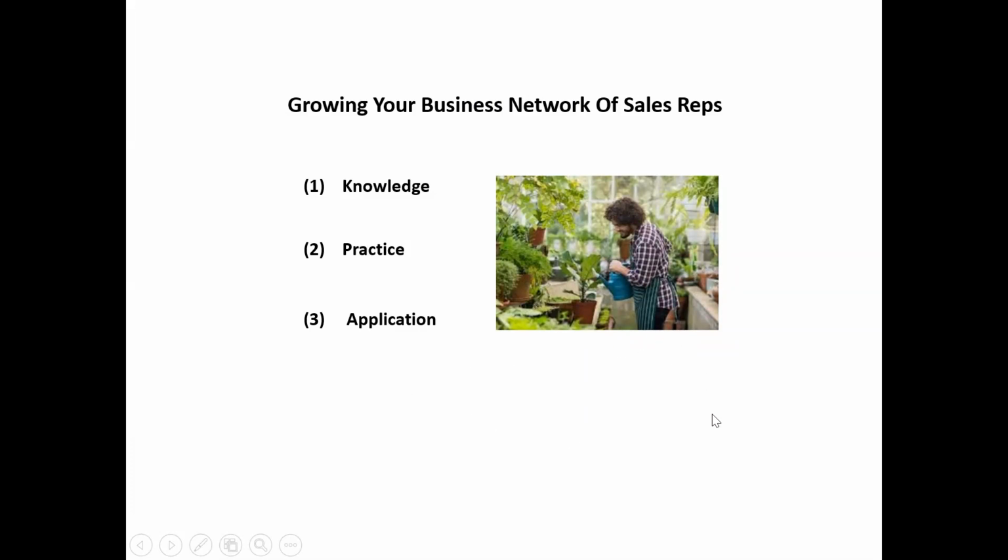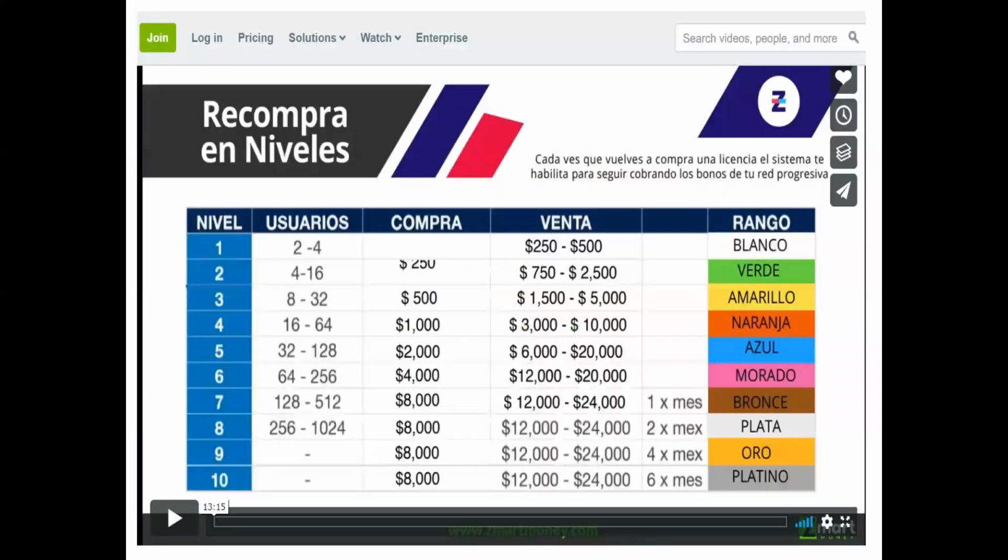Just like this person who is taking care of these plants, it needs water, it needs sunlight. By providing the environment for your network of business sales reps to grow, absolutely it would help you to achieve your success. And within the Zmartbit system, these are the ranks of growth. First, you start at white when you first start. Then the system prompts you after you've earned 750 or more, right? It prompts you to upgrade to the next level, which is verde or green, okay?